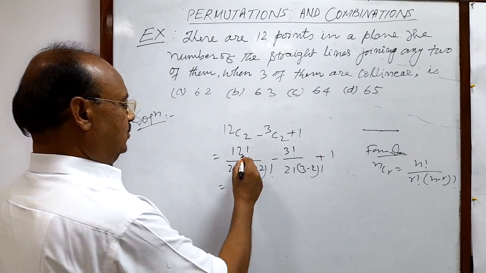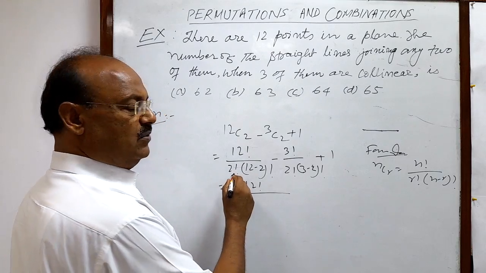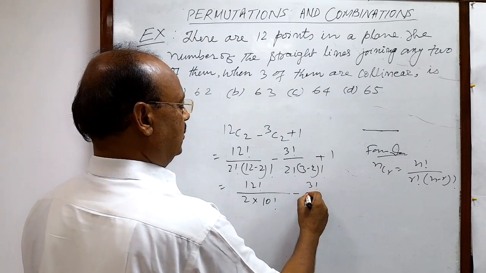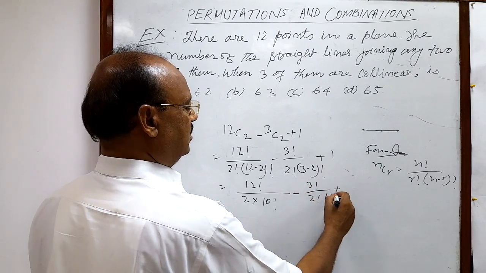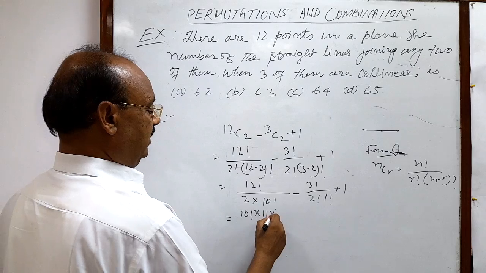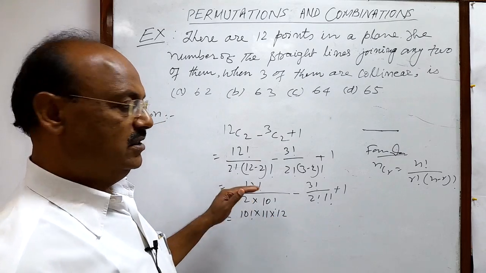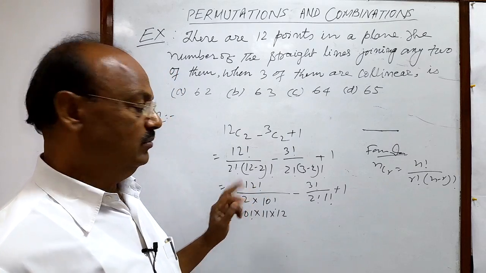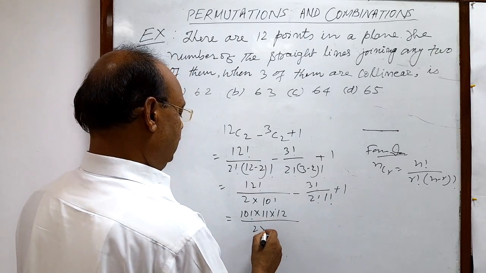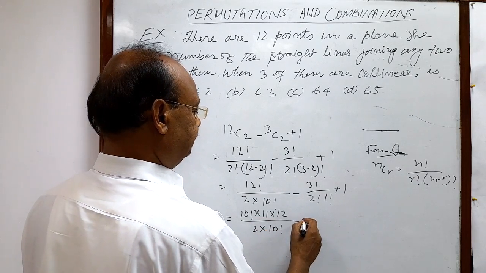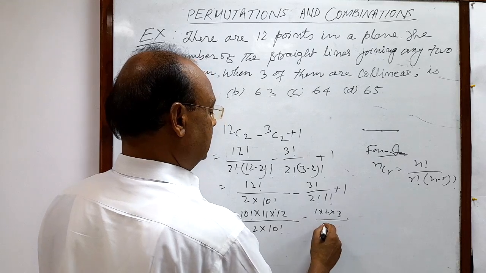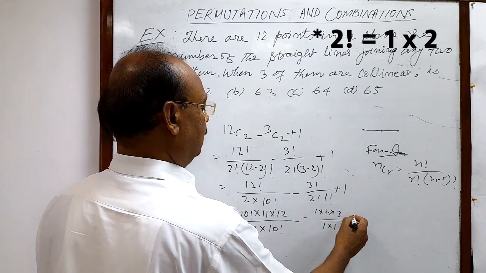Okay, so this is equal to 12 factorial by 2 factorial, which means 1 into 2, so this is 2 into 10 factorial, minus 3 factorial by 2 factorial into 1 factorial, plus 1. This 12 factorial can be written as 10 factorial into 11 into 12, because 12 factorial is a continued multiplication of all positive integers from 1 to 12. Similarly, this is minus 1 into 2 into 3 divided by 2 factorial, which is 1 into 2, and 1 factorial is 1, you know. This is plus 1.